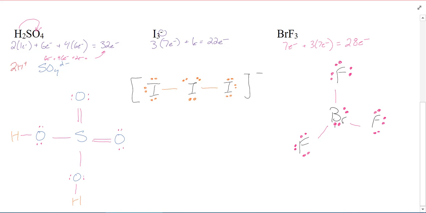Bromine has 2, 4, 6, 8, 10 electrons. Some examples of expanded octets.